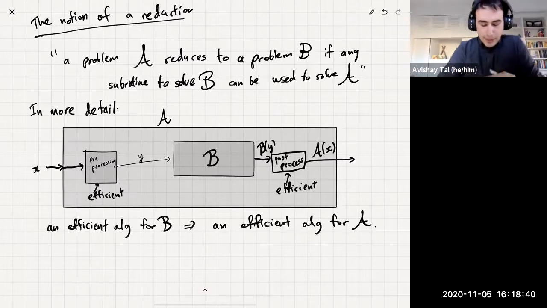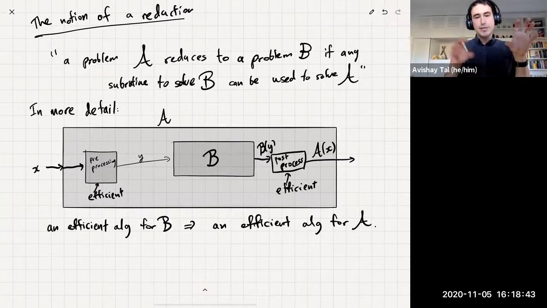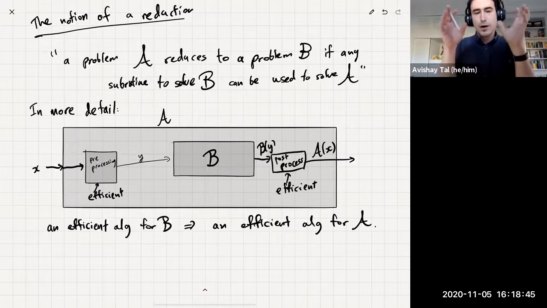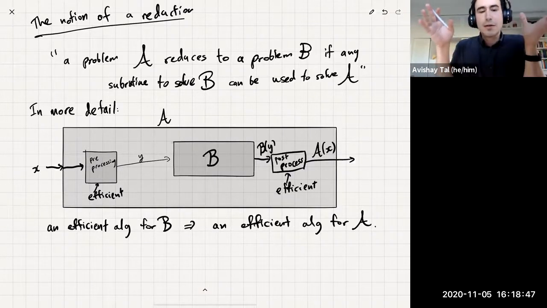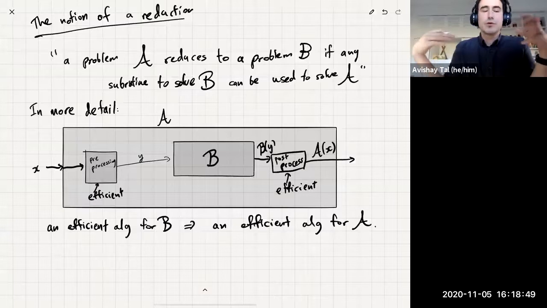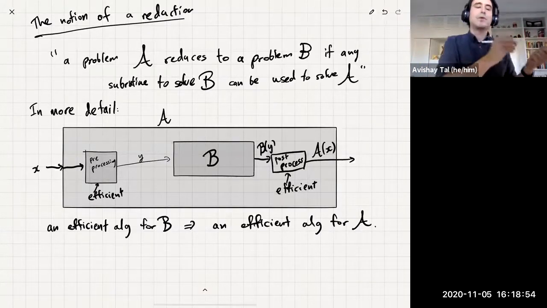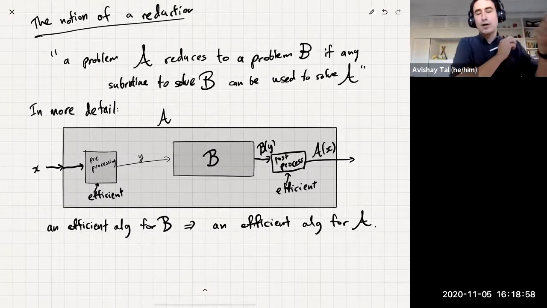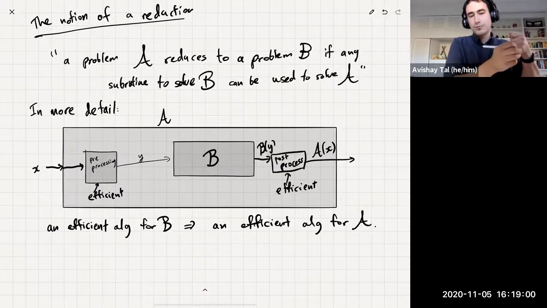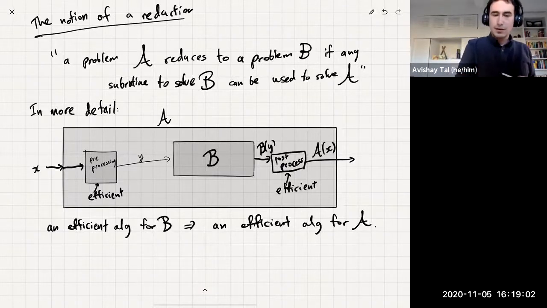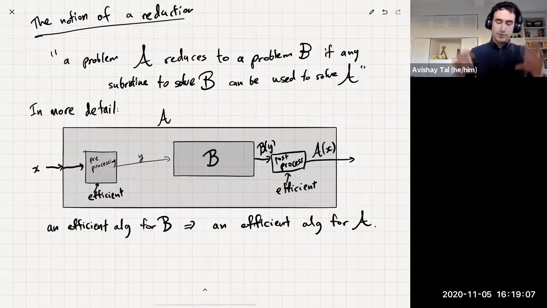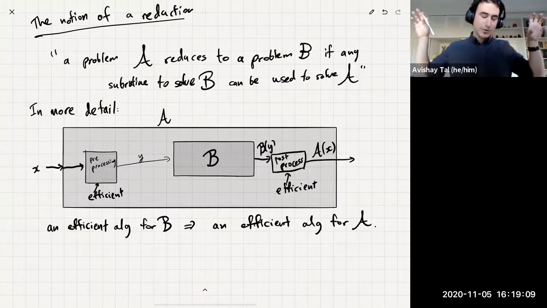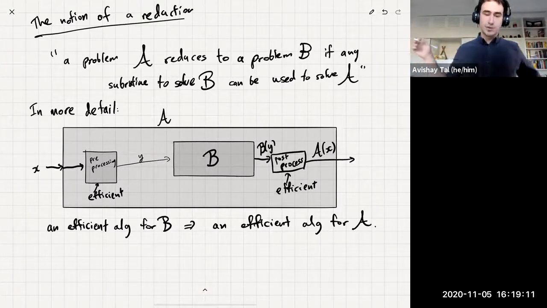Notice that a reduction is defined only by this pre-processing and the post-processing. We are thinking of this box B as a black box. So a reduction does not include the solution for B. It just includes how you manipulate the input X so that you get an input for the problem B, and how you manipulate the output B of Y so that you get the output for your question, A of X. So a reduction is composed of these two mini algorithms, the pre-processing and the post-processing.